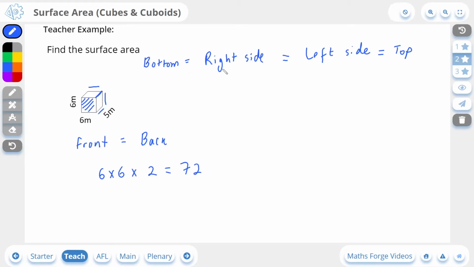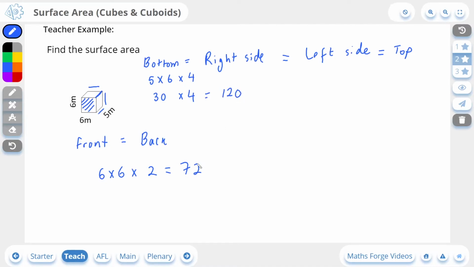Now let's do the bottom, right, left, and top faces, which we've identified as having the same area. So the bottom face is going to be 5 by 6, and this is going to be 30. But there are 4 of them. So it's going to be 5 times 6 times 4 faces. And so 30 times 4 is going to give us a value of 120.